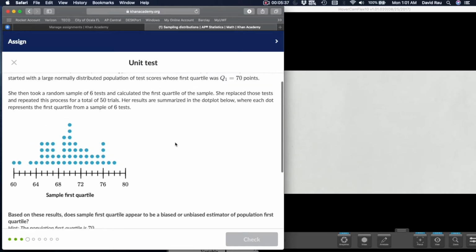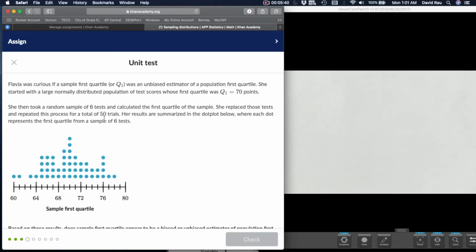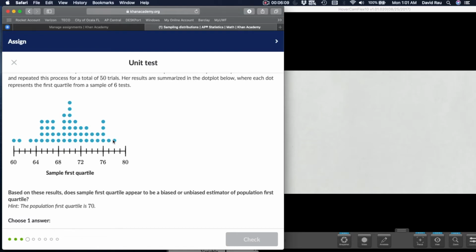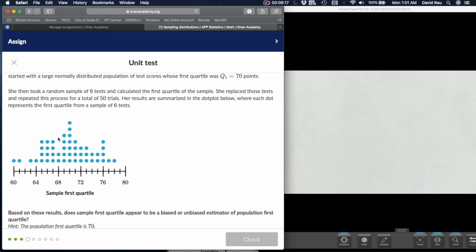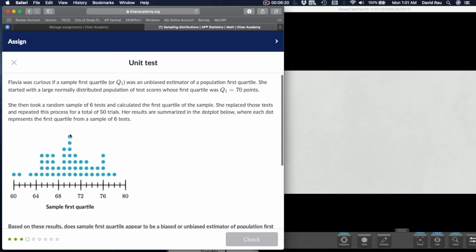All right, kind of same idea here. Okay, so this time we're trying to figure out, did we have an unbiased estimator for the first quartile, which was 70 points? We took a random sample of 6 tests, calculated the first quartile, and repeated this process 50 times. And the question is, is this unbiased for 70? Now, what does unbiased or biased mean? Unbiased means that it's centered around your value of interest, which it is, and you can see it's somewhat symmetric. There's some outliers around the ends, but overall it's mostly centered around 70.